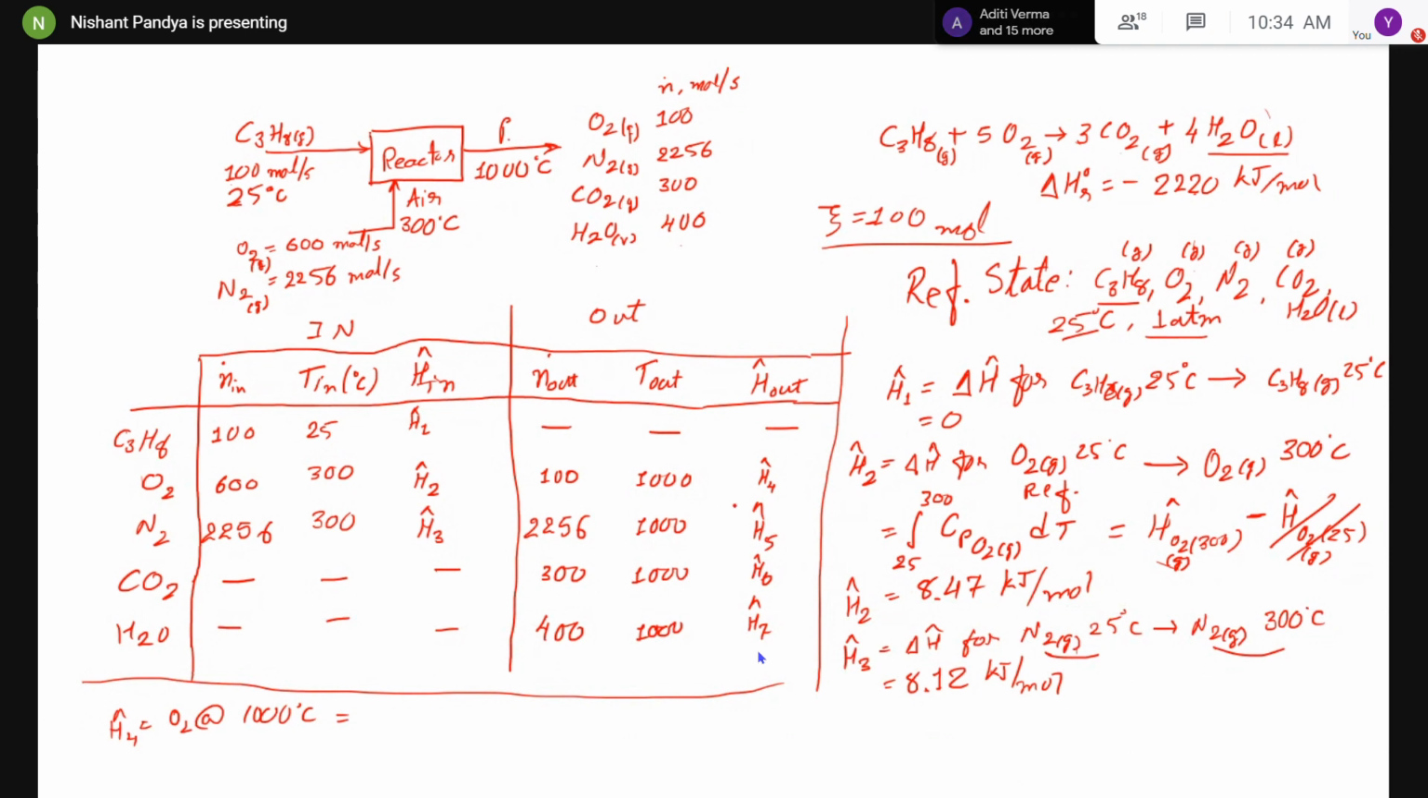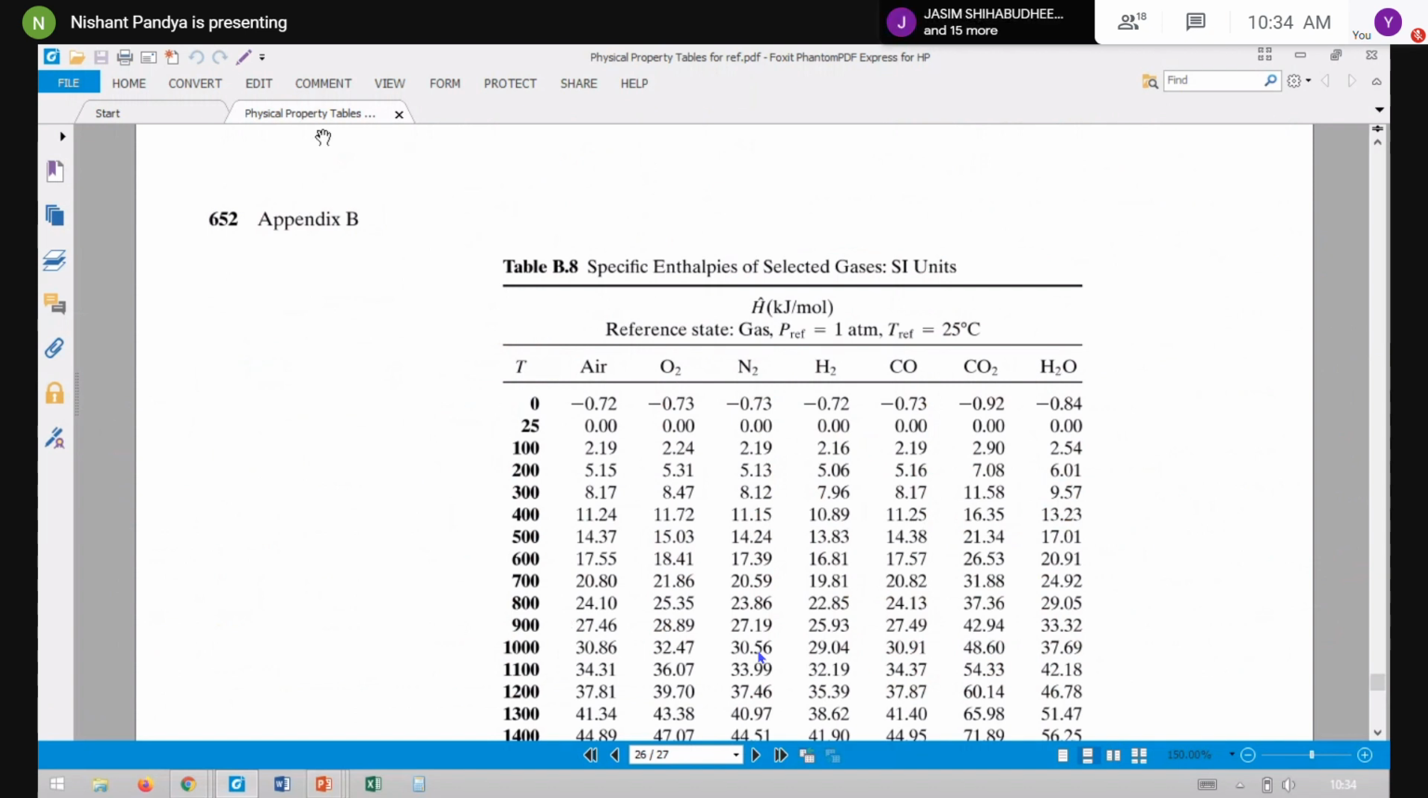I'll read at once: O2, N2, CO2. This I cannot use. I'll tell you why. So O2, N2, and CO2 at 1000 degrees Celsius. We can read these three values directly from here. You can see this 1000 degree: O2 is 32.47, N2 is 30.56, and CO2 is 48.6. So these three values you can note down.